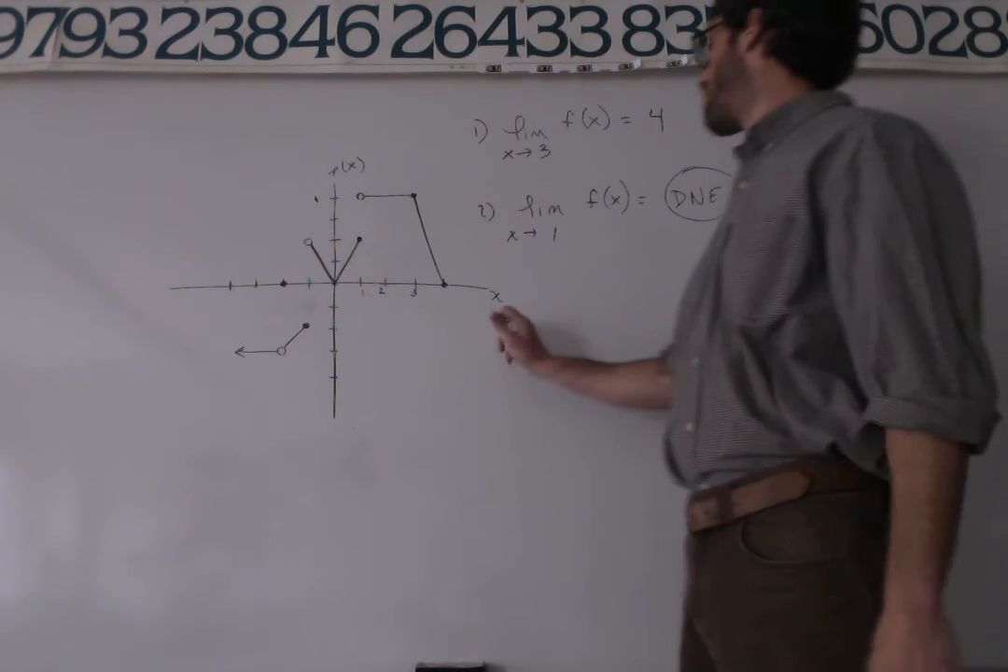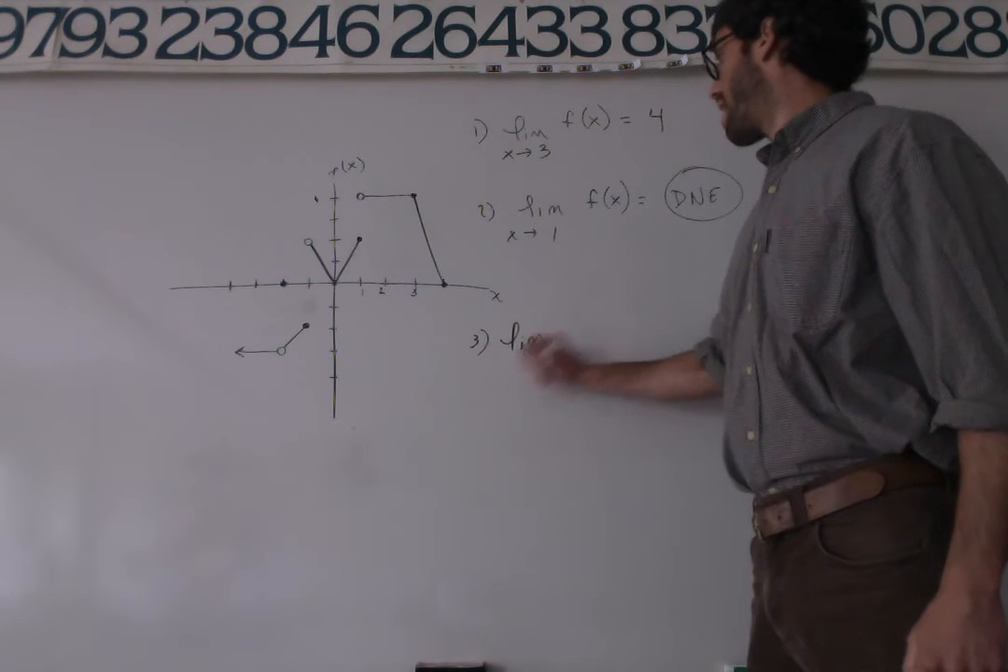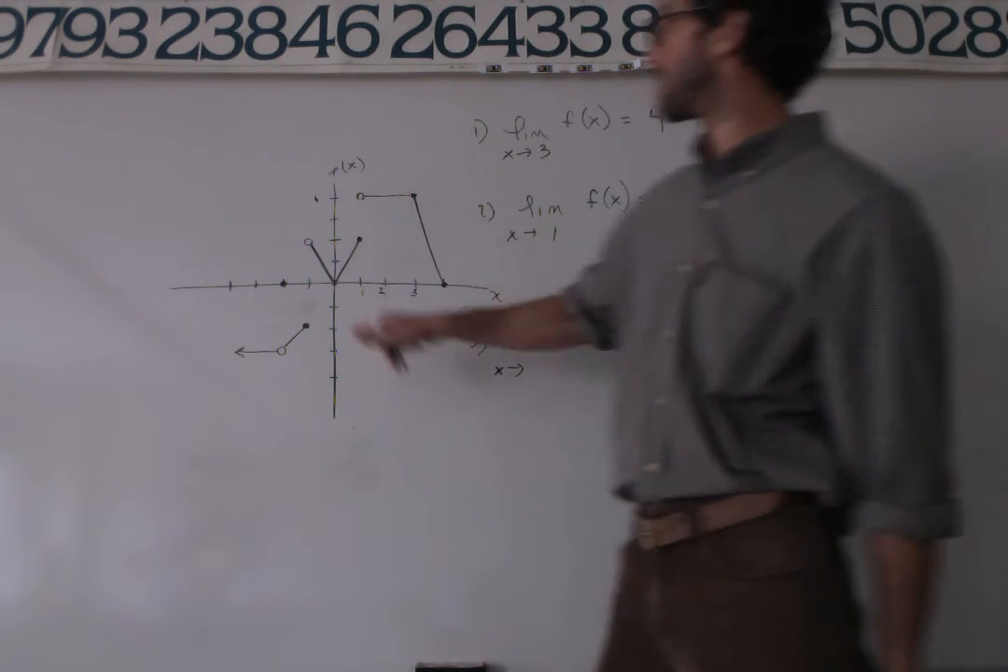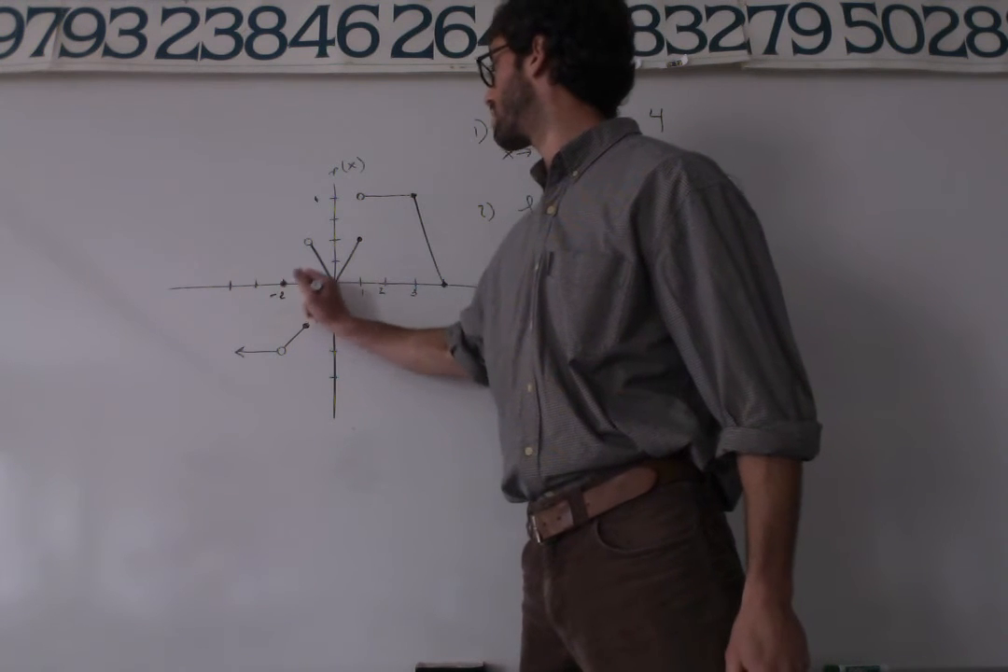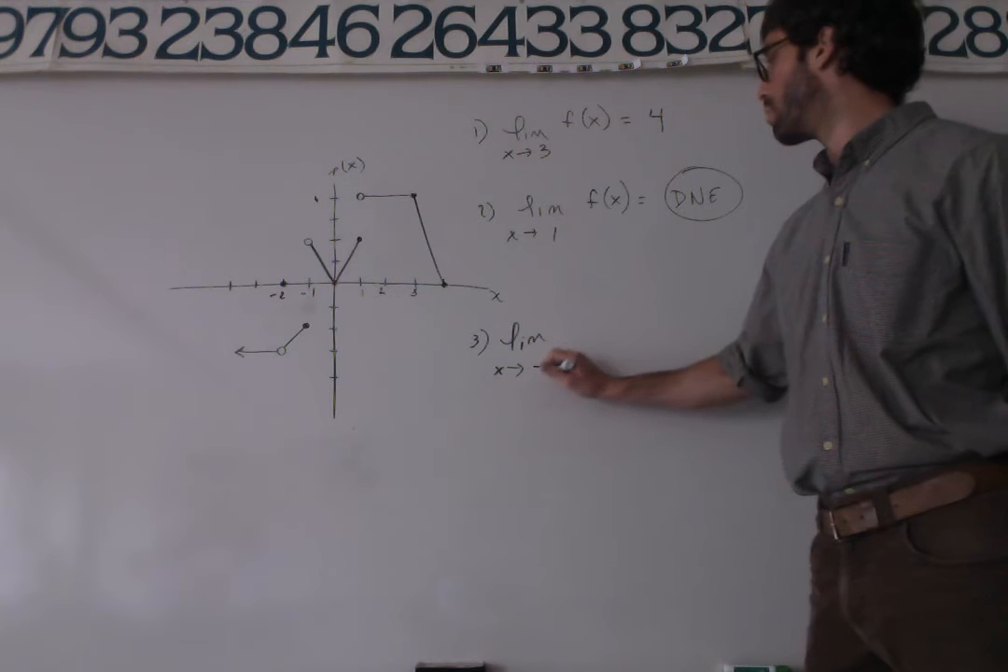Let's do another one. How about just the limit as x approaches, let's go in the negatives, let's say -2? This is -2, -1, whatever. As x approaches -2 in the function.